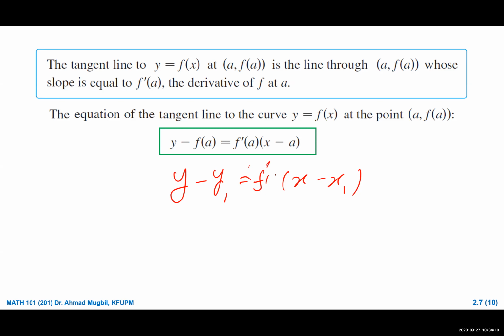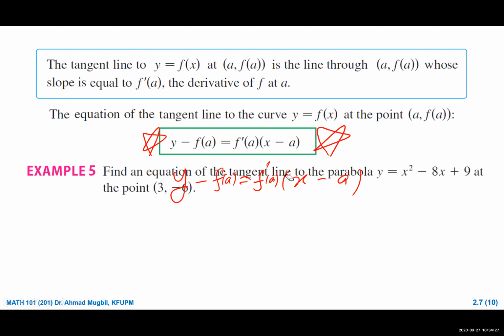If you have the derivative at a specific point A, then x1 is A, and y1 will be f of A. Just like that. So this is the new formula. Just instead of the slope, we use the derivative. Let's apply it for this example.